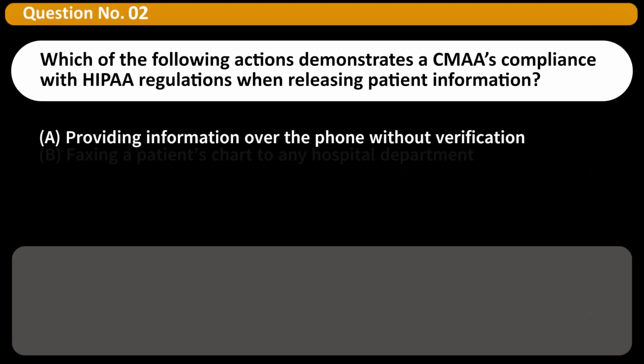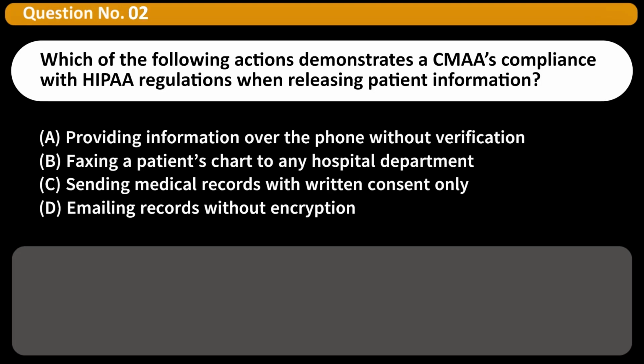Which of the following actions demonstrates a CMAA's compliance with HIPAA regulations when releasing patient information? A. Providing information over the phone without verification. B. Faxing a patient's chart to any hospital department. C. Sending medical records with written consent only. D. Emailing records without encryption.